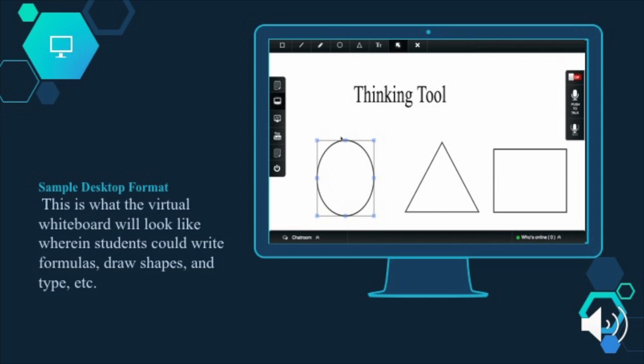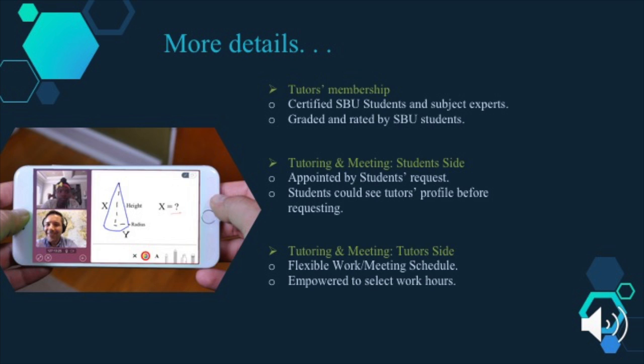Another feature is a virtual two-way screen sharing whiteboard wherein students can write, scribble, and write down words or equations. Now, whatever the student writes could be seen by the tutor and vice versa. And as you can see in the slide here, this is the sample desktop format. This is what the virtual whiteboard will look like. Again, students could write formulas, draw shapes, and type words, etc.